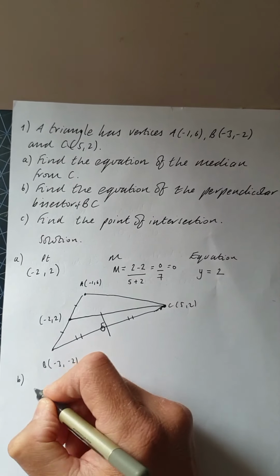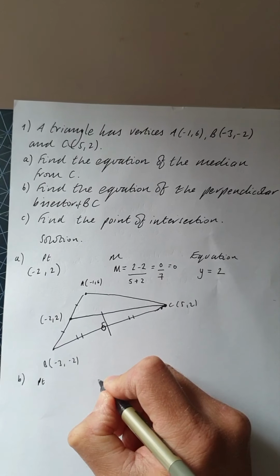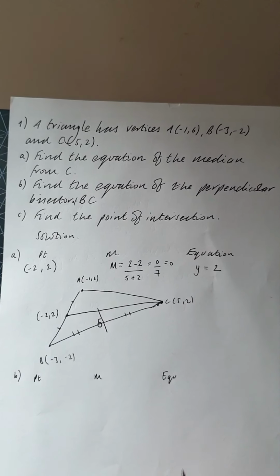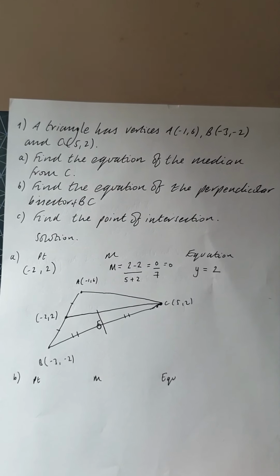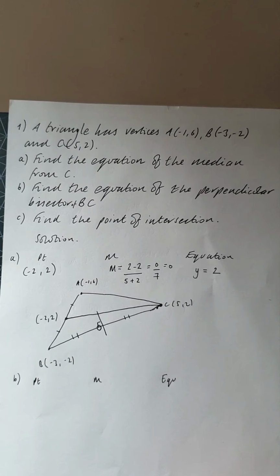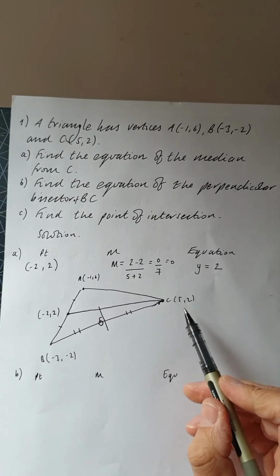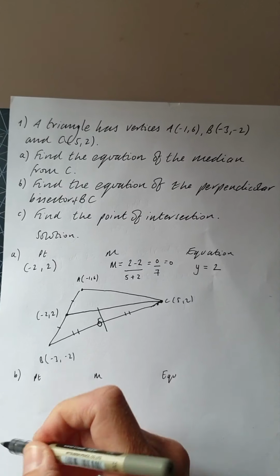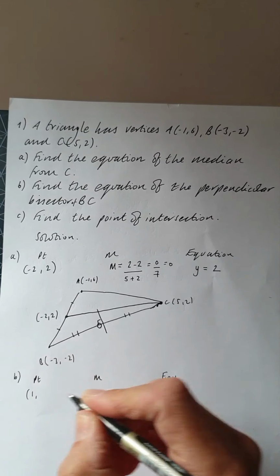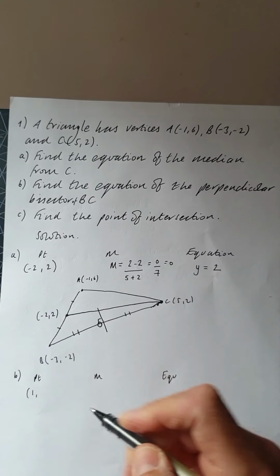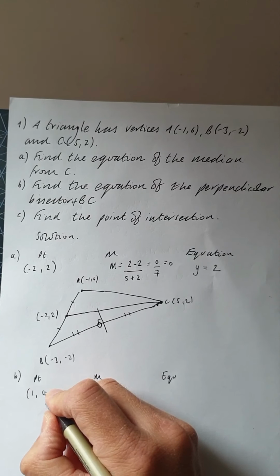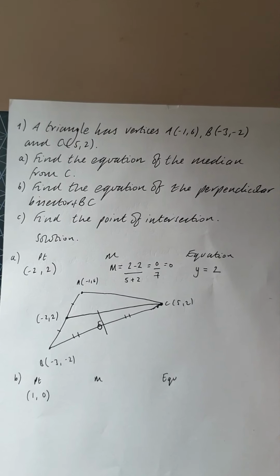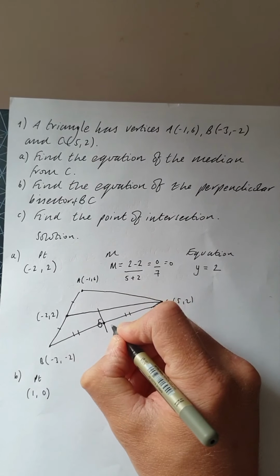Okay, so again, the point, the gradient, and the equation is what we're looking for here. Point, again, it's going to be the midpoint. We know that a perpendicular bisector, if you bisect something, you cut it in half. So again, adding your x-coordinates together, 5 add -3 is 2, 2 divided by 2 is 1. Adding your y-coordinates together, 2 add -2 is 0, and 0 divided by 2 is 0. Gradient. Okay, so I now know that this point here is (1, 0).